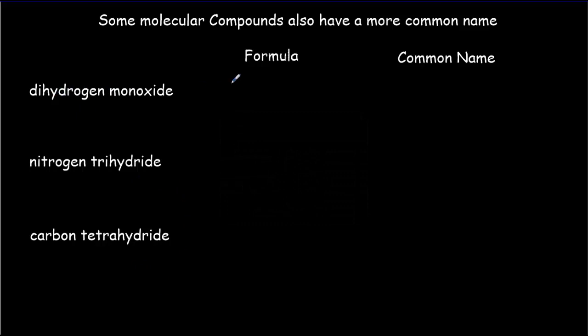So dihydrogen monoxide, that means there's 2 hydrogens and 1 oxygen. Nitrogen trihydride means that there's 1 nitrogen and 3 hydrogens. Carbon tetrahydride means there's 1 carbon and there's 4 hydrogen.